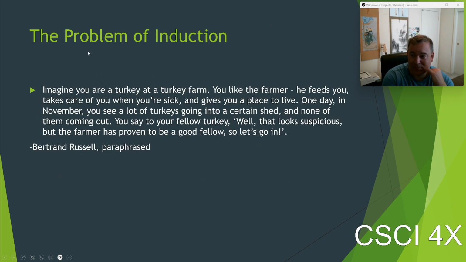Now, the problem with this is that you could be wrong, right? And so the most famous example of the problem of induction is a story by Bertrand Russell, who's one of the fathers of computer science. And he said, look, turkeys at a turkey farm probably have pretty good opinions of a farmer, right? He feeds them, he gives them food, he gives them water, he gives them shelter. When they get hurt, he takes care of them. And so over time, they build up faith, they build up trust, because faith essentially means trust, right? And so they build faith in the farmer.